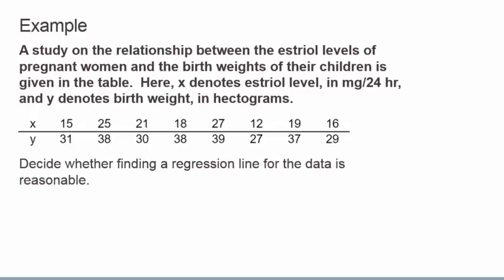When X is 27, Y is 39. When X is 12, Y is 27. When X is 19, Y is 37. When X is 16, Y is 29. Decide whether finding a regression line for the data is reasonable. To do this, we want to see what our data looks like when graphed.